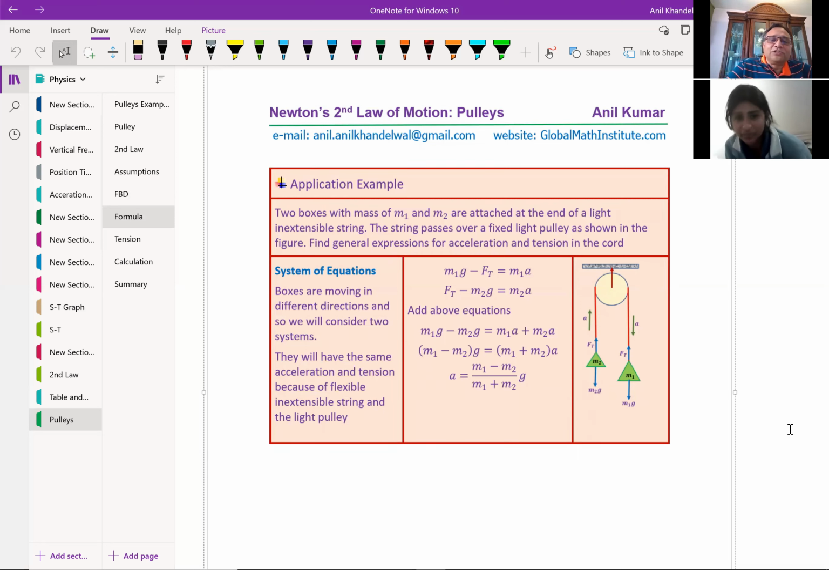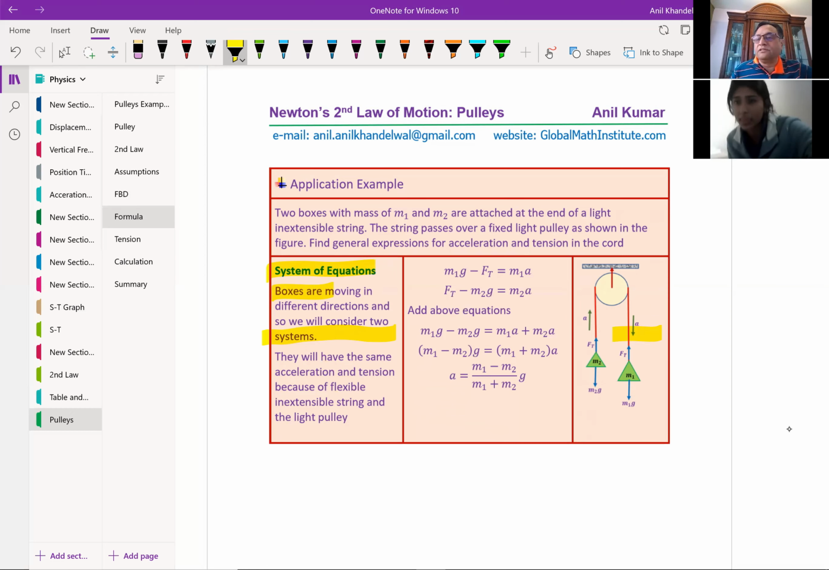I'd like you, Emmy, to read this kind of summary here. Read this part. Okay. System of equations. Boxes are moving in different directions, and so we will consider two systems. Very important. We are moving in different directions. You cannot treat everything as one system.